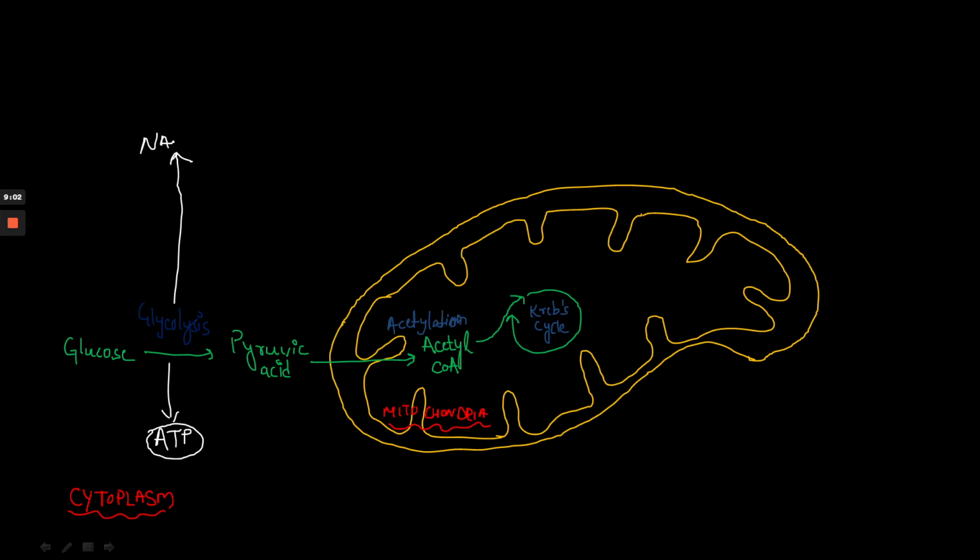NADH was being formed, the coenzyme, or the reduced coenzyme, I must say, right? So NADH was also being formed during the glycolysis process. Just like that, during the acetylation reaction also NADH is going to get produced, and during the Krebs cycle some amount of ATP is being produced, and also NADH is going to get produced, and also something known as FADH2 is going to get produced.